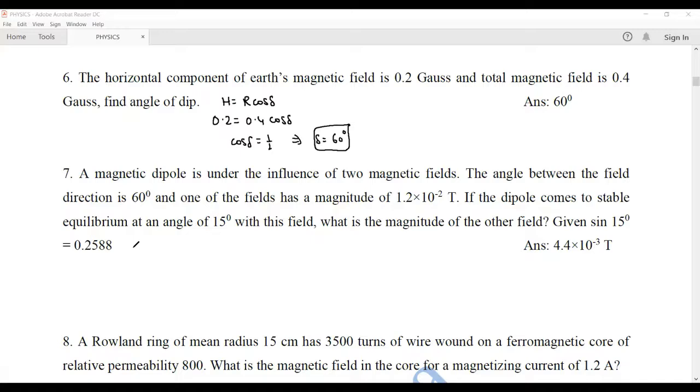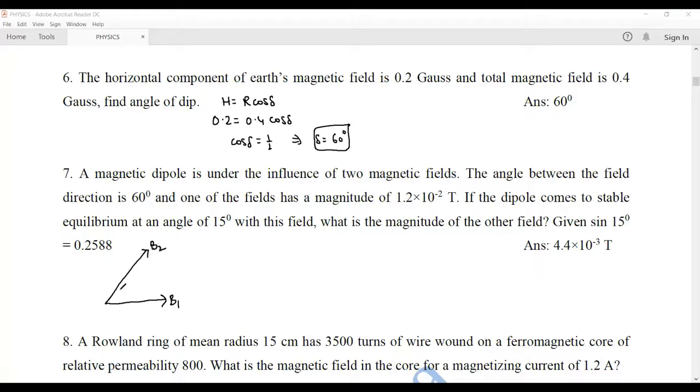Question number 7: A magnetic dipole is under the influence of two magnetic fields. The angle between the field directions is 60 degrees and one of the fields has a magnitude 1.2 × 10^-2 Tesla. If the dipole comes to stable equilibrium at an angle of 15 degrees with this field, what is the magnitude of the other field? The value of sin 15 is given over here.